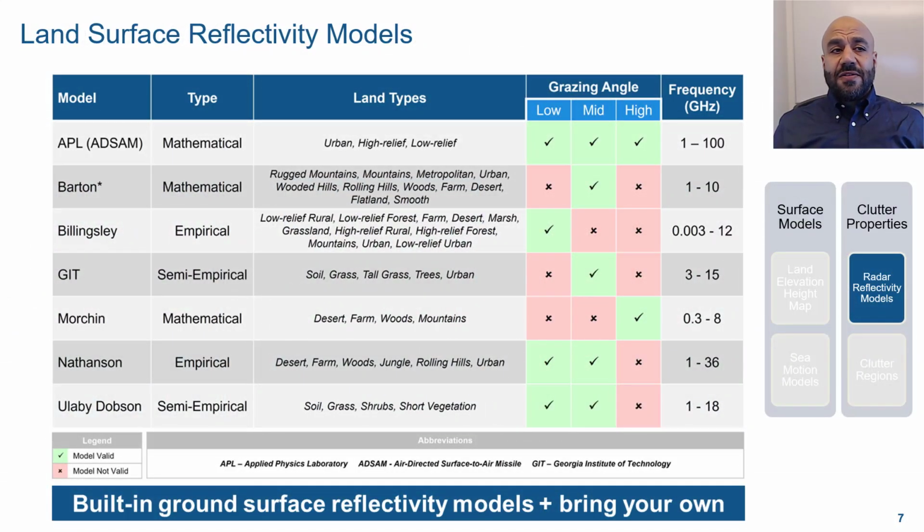And there is a list of reflectivity models for land surfaces that are available to you. You can see that this list contains models that are mathematical or empirical and semi-empirical. These models are valid across different frequency ranges and different grazing angles. We try to make sure that you have an available option for you at a very large frequency range at all the different grazing angles. You also have the capability of bringing in your own radar reflectivity models.